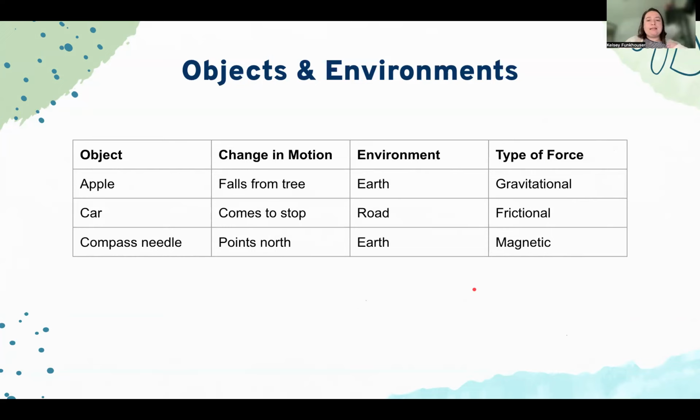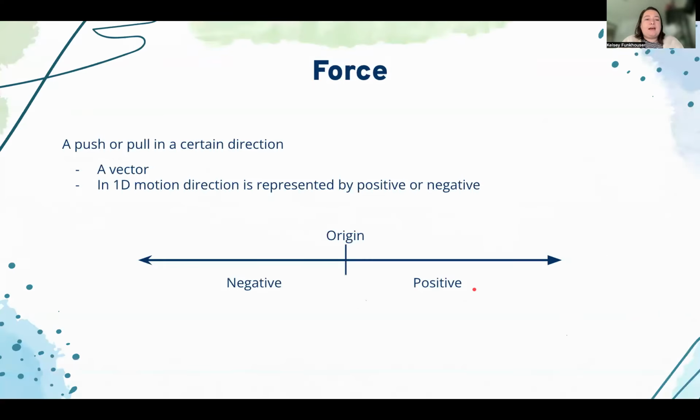So you can see from the table that we describe the interaction of an object with its environment in terms of force. But what the heck is that? Forces are a push or a pull on an object in a specific direction. Force is a vector. In 1D motion, which is where we're starting with this, direction is just given as either negative or positive.